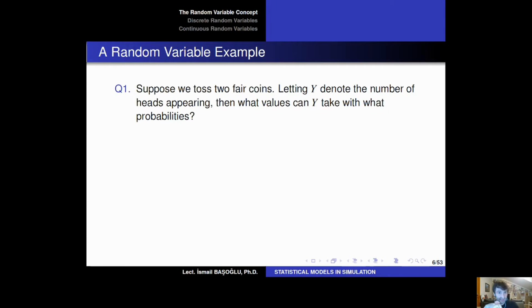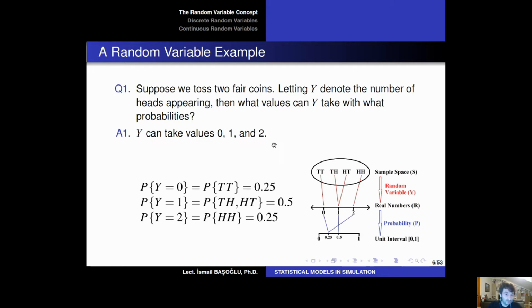And the question here is asking that we are going to have two fair coins, which means each coin has a 50-50 chance to get a head or tail. And we are defining a random variable y as the number of heads appearing. Now, when you toss two fair coins, either you get 0 heads or 1 head or 2 heads, right? So the number of heads that you may observe can change between 0, 1, and 2. So the question here is asking this basically, what values can y take with what probabilities? So what we know is y can take values of 0, 1, and 2.